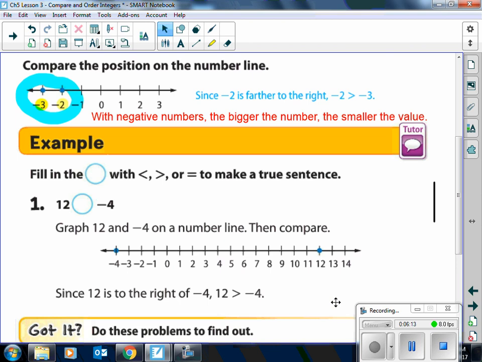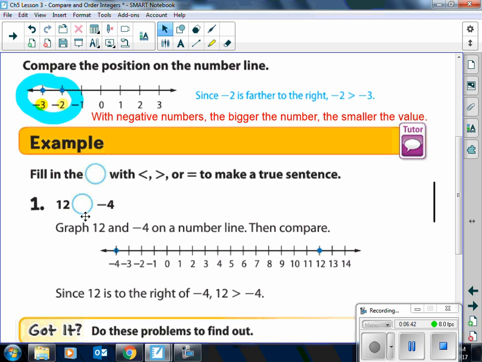Now, you're going to need to be able to say what symbol needs to go in the circle. Here we want to compare 12 and negative 4. First, we look at it on a number line. Negative 4 is way over here, positive 12 is way over there. You can see negative 4 is further to the left on the number line, so you know it's going to be less than. So negative 4 is less than 12.